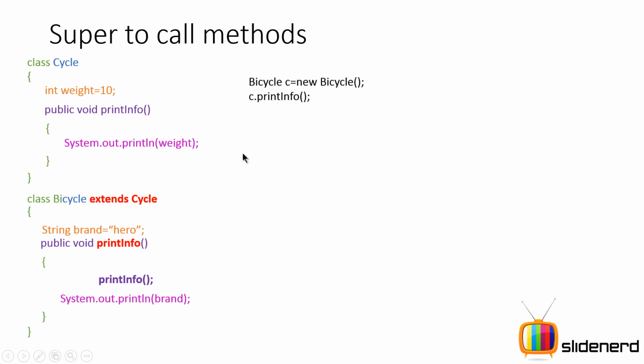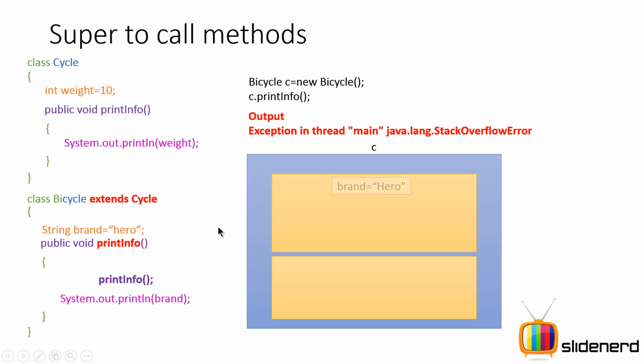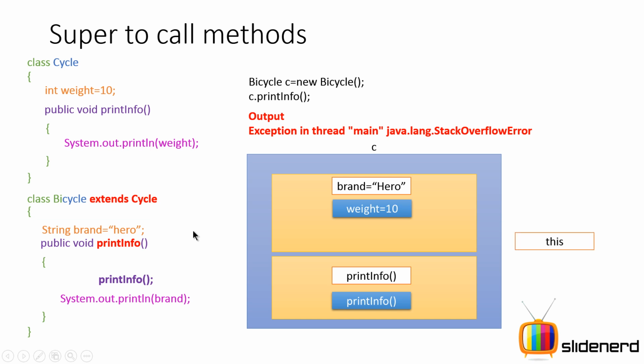But this is where things go wrong. When you create an object of bicycle and you call printInfo, the output you get is something like this, which basically means that you've run out of memory. You see, when you're calling printInfo like this, the this keyword is indirectly being applied to this statement over here. In other words, this actually means this.printInfo. Now if you know what the this keyword is, the this keyword represents the object that is calling the method. When you say c.printInfo, this keyword becomes equal to c over here.